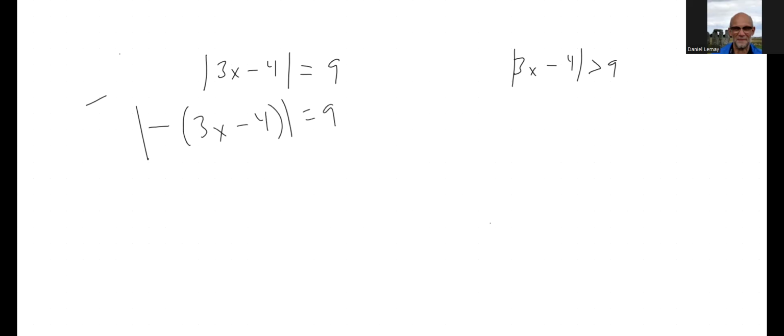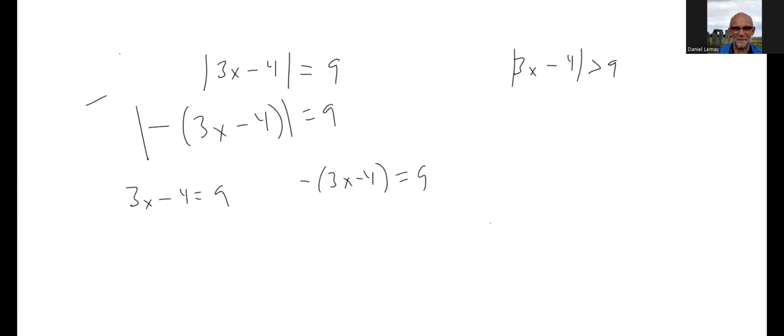So they'll set up two equations. They'll say where it is 3x minus 4 equals 9, and then they'll say that negative 3x minus 4 also has to equal 9. See, they're saying that same thing with 2 and negative 2.